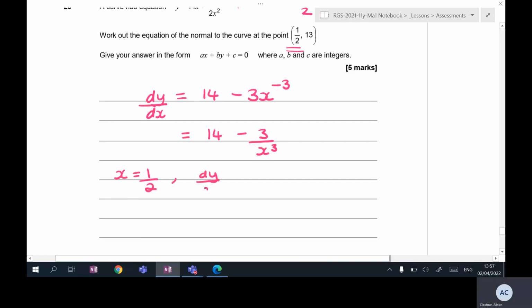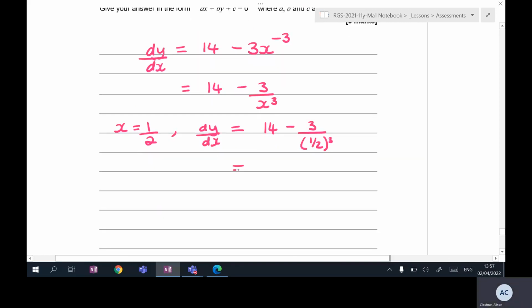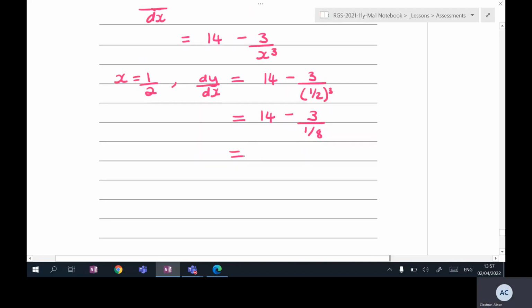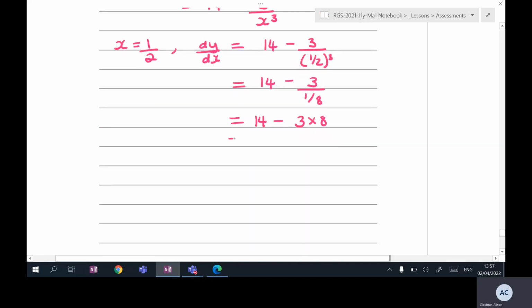Okay, so remember when you find dy/dx, you're working out the gradient of the tangent. So 14 minus 3 over a half cubed. Remember, a half cubed is an eighth, so just cube the top, cube the bottom. So we're doing 3 divided by 1/8, and dividing by 1/8 is the same as multiplying by 8. So we're doing 14 minus 24, which is minus 10. So my gradient of my tangent is negative 10.